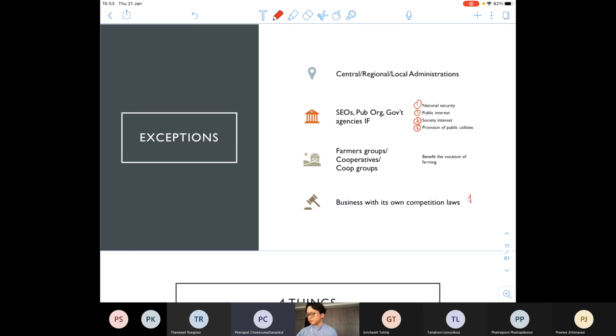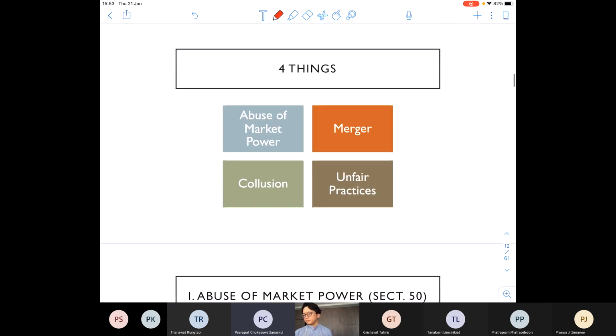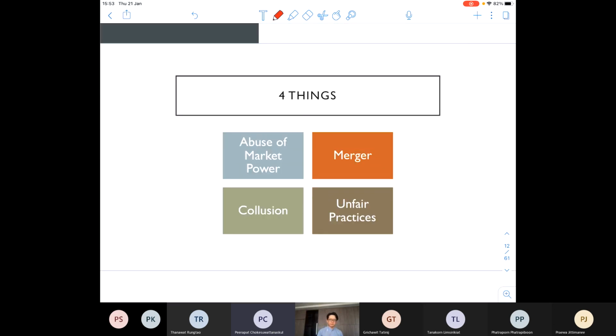All right, this is something we talked about already. This is pretty much an exception for farmers' group cooperatives, because their founding objectives are to serve farmers. So you don't have to fall under this Competition Act, right? In Thai we call it Sahakon Kan Kaset, that sort of thing. Okay, so that's pretty much the structure.